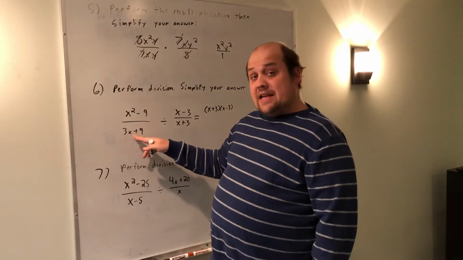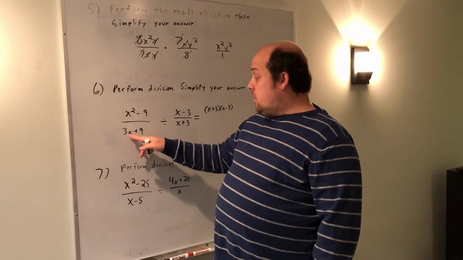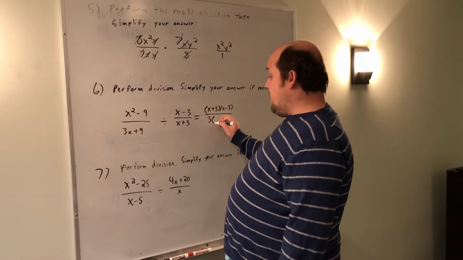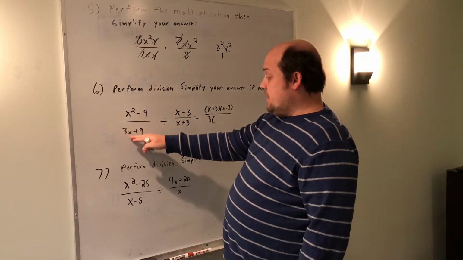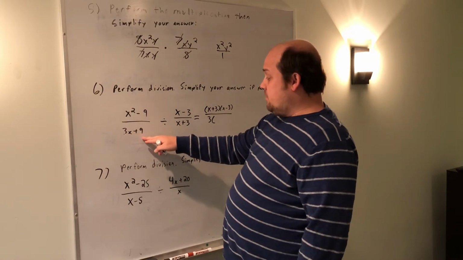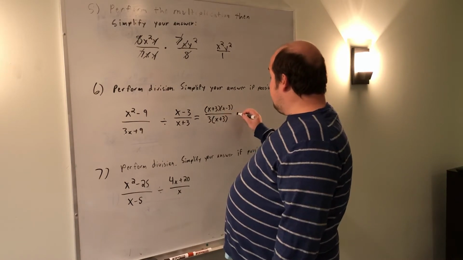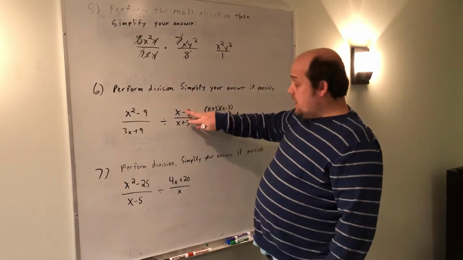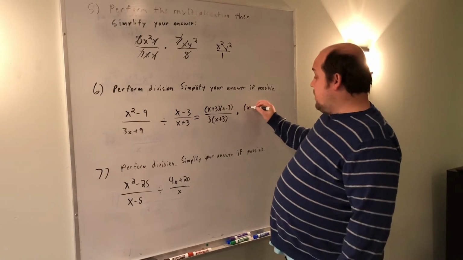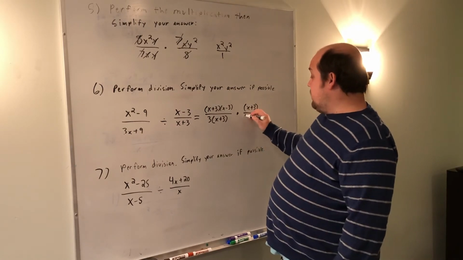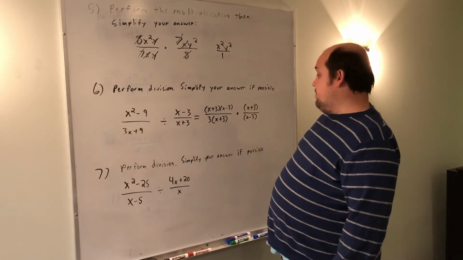3x plus 9 has a greatest common factor. 3 can come out of both of them. If I pull out a 3, I'm left with x when I divide this by 3. I'm left with plus 3 when I divide this by 3. Now I'm putting a multiplication symbol instead of division and flip it. The x plus 3 that was on bottom comes to the top. The x minus 3 that was on top goes to the bottom.